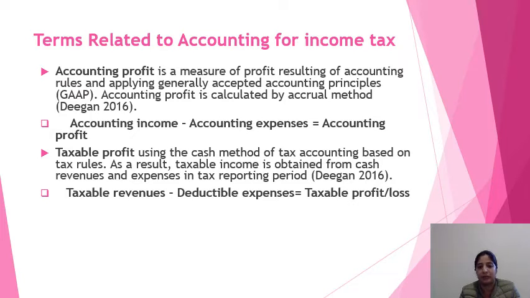Now, the taxable profit. Taxable profit uses the cash method of tax accounting based on tax rules. As a result, taxable income is obtained from cash revenues and expenses in the tax reporting period. Taxable profit comes when we deduct deductible expenses from the taxable revenues.